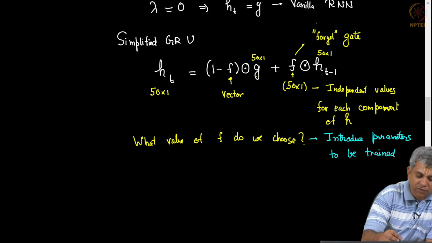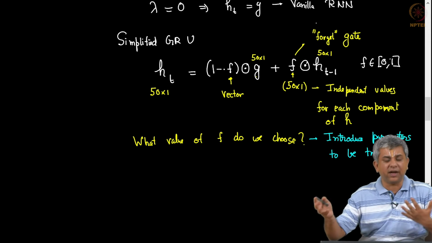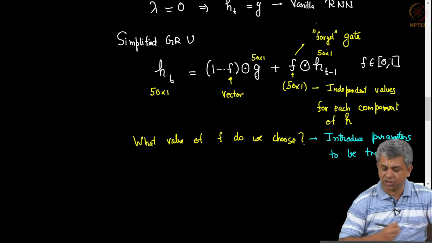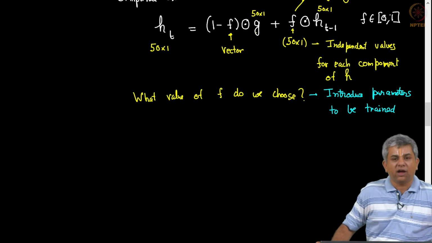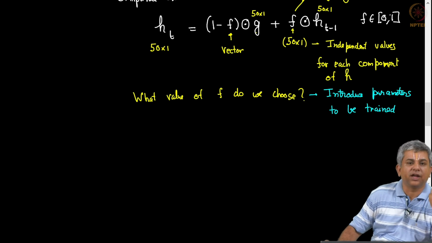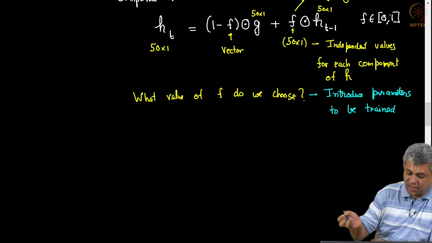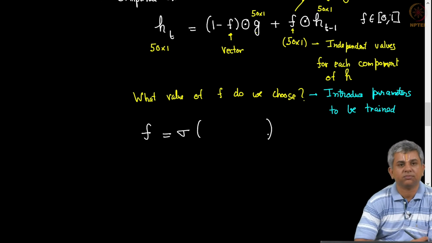But remember, F also has to be between 0 and 1. Why is that? Only then does the linear combination work out well, only then does it look like interpolation. So, if I want F to be between 0 and 1, you remember from logistic regression that we have one function that always squeezes any function into 0 and 1. So, the same principle applies here. So, we will keep F as a sigmoid of something.